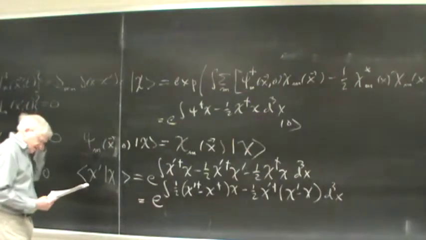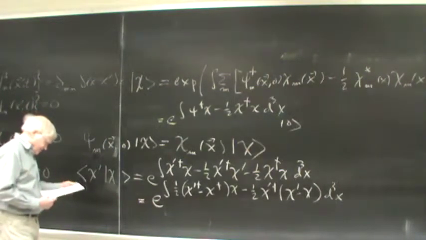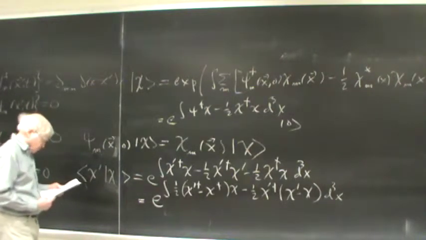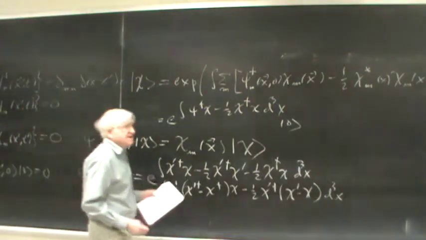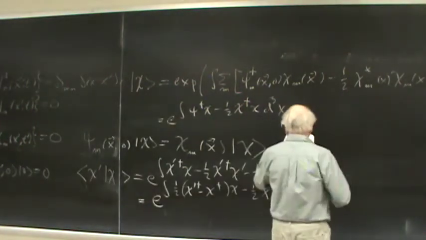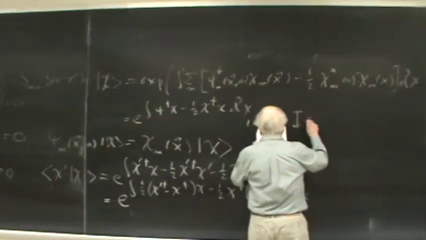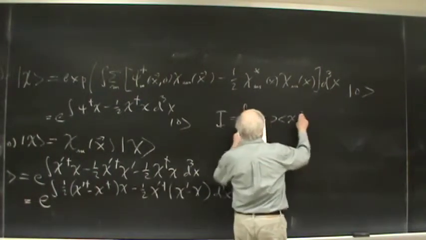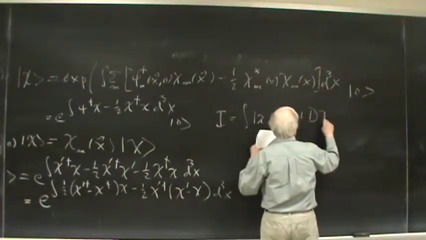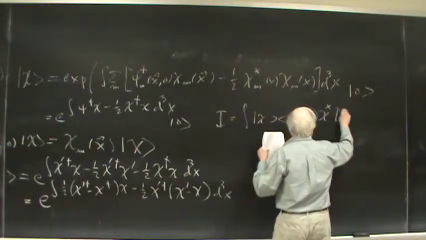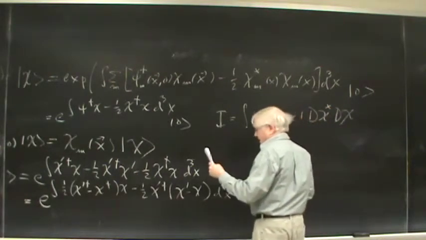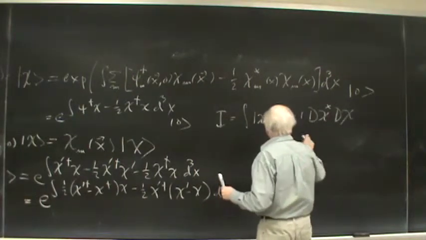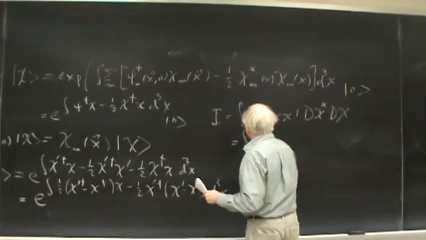Okay, anyway, this is just arithmetic or algebra. We have an identity operator for this case. The identity operator is an integral of |chi><chi| d chi star d chi. And of course, this thing is the same thing.